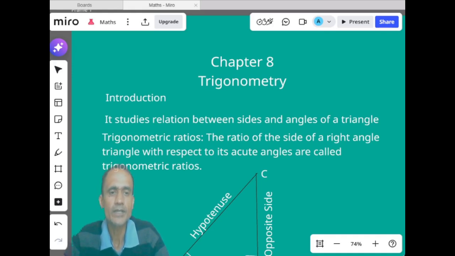So trigonometry was the branch of mathematics which developed. Trigonometry studies sides and angles of triangles. And in trigonometry, it studies various trigonometric ratios and trigonometric identities. What is a trigonometric ratio? It is the ratio of the sides of a triangle with respect to an acute angle of a right angle triangle.